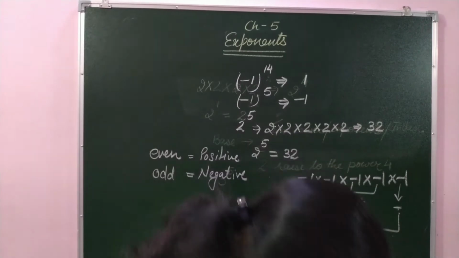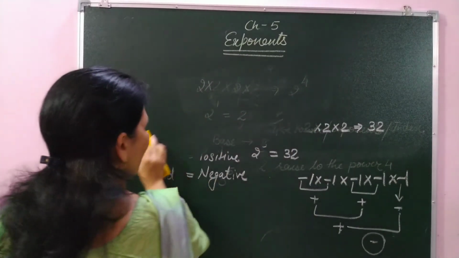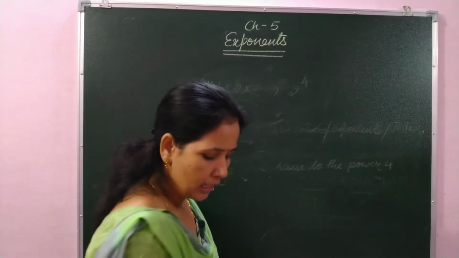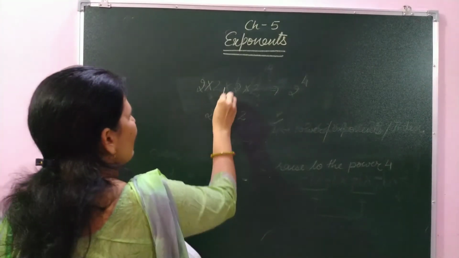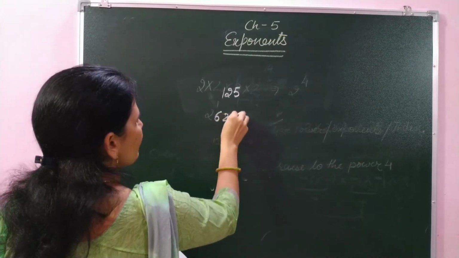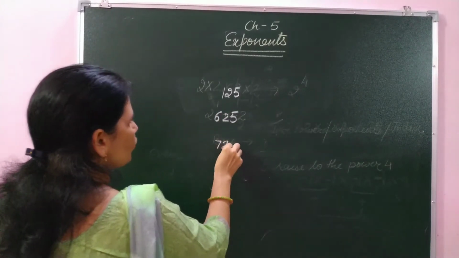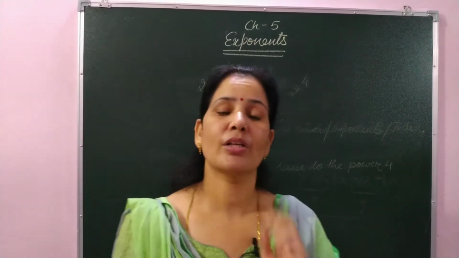Okay. Now the second concept, how to convert a number into exponential notation. Exponential notation means how to convert a number into a power. So let's take one number 125, another 625, then one more number, 72. These three numbers have to be converted into their exponential notation.